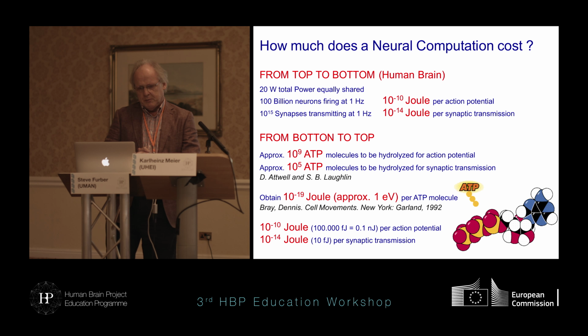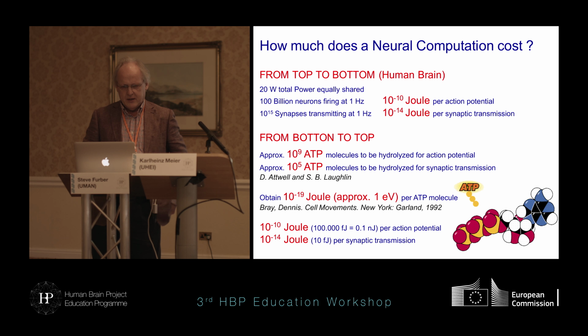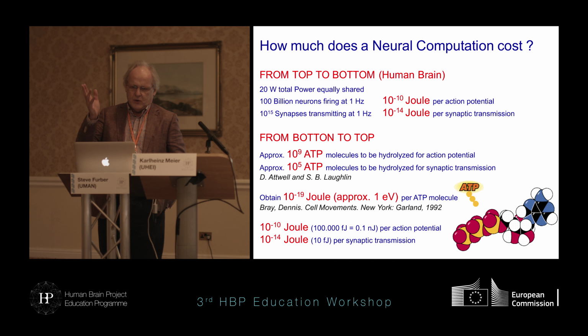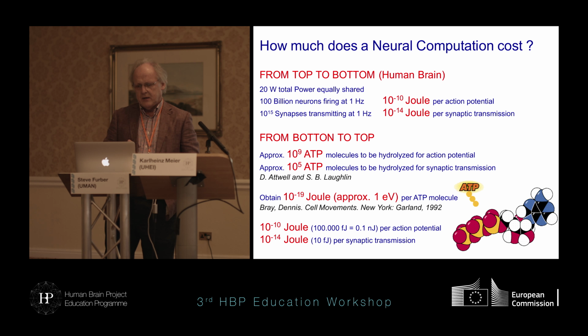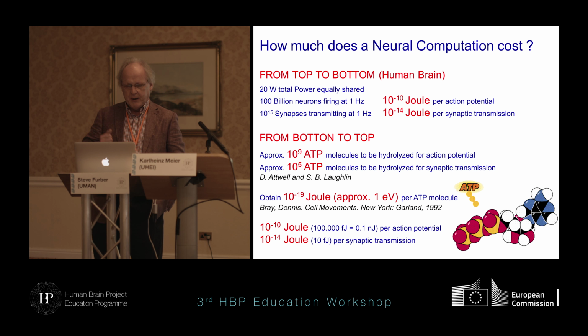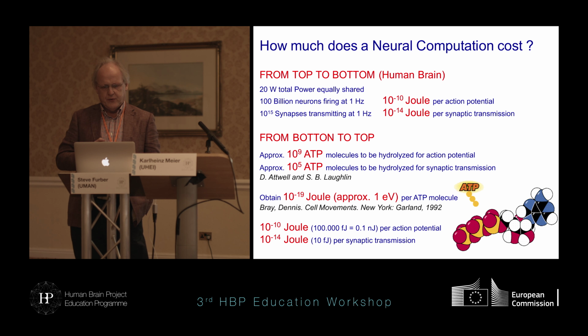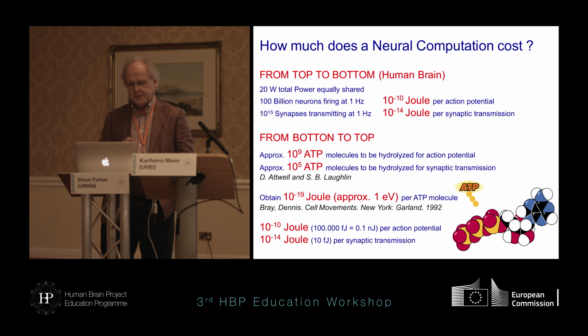If you think about it top to bottom, take a whole human brain, about 20 watts, and in that brain you'll find there's the order of 100 billion neurons firing on average at about a hertz. So that tells you you've got the order of 10 to the minus 10 joules per action potential, per spike. But here we're looking at a synaptic connection, so each spike goes to the order of 10 to the 4 synapses, and so you get the result 10 to the minus 14 joules per synaptic transmission.